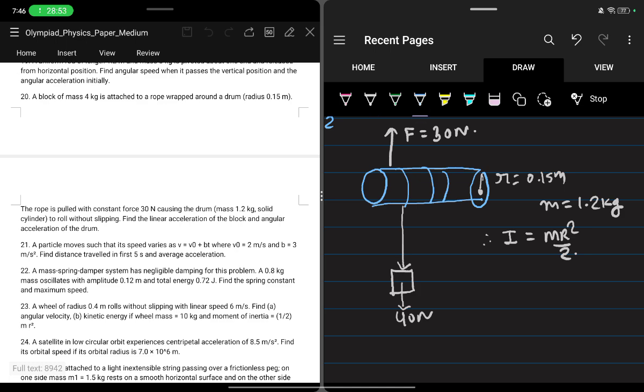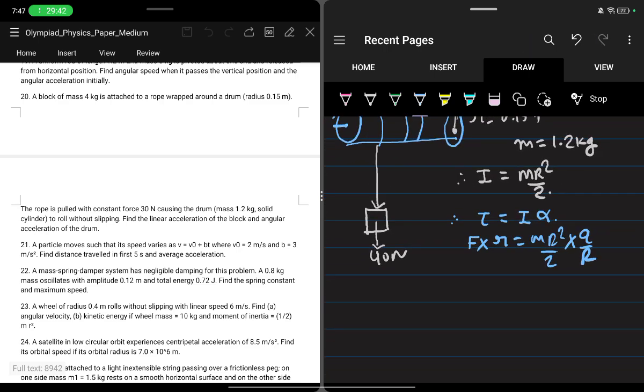So here we can use torque equation. Torque is equal to I alpha, right? Here torque is force multiplied by radius, right? Yes or no? Is equal to mr square by 2, and we can write this alpha as a by r, right? Yes or no? So we can cancel out this radiuses, right?